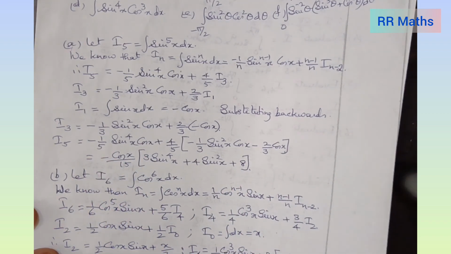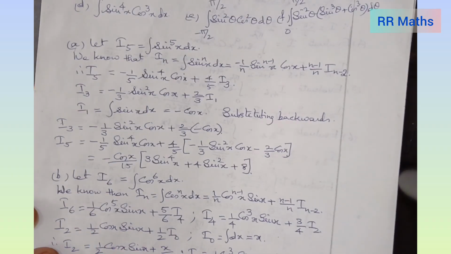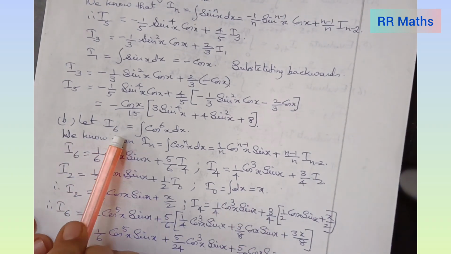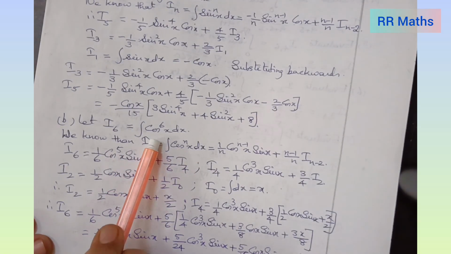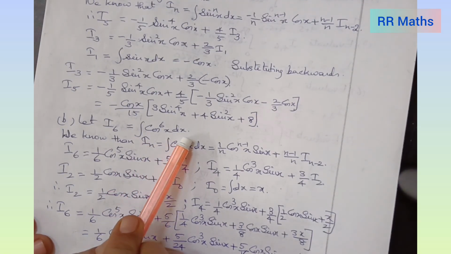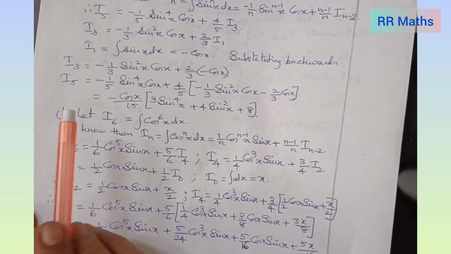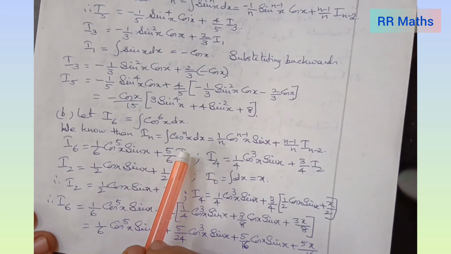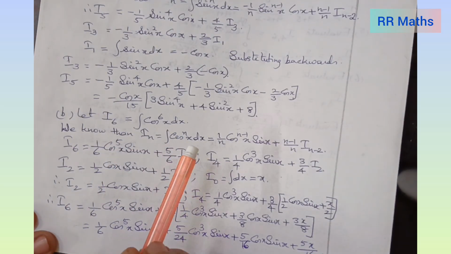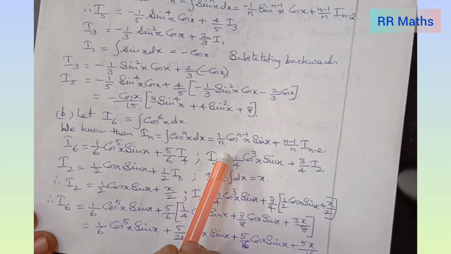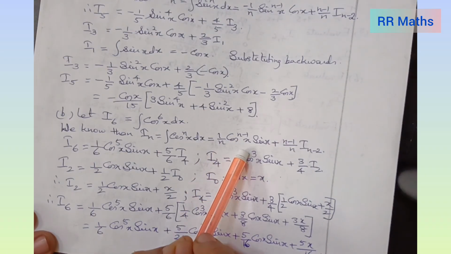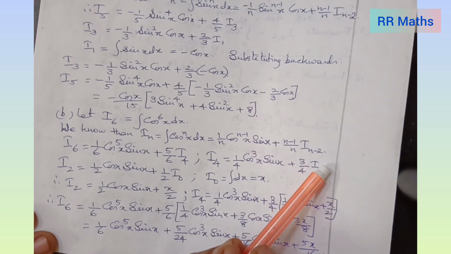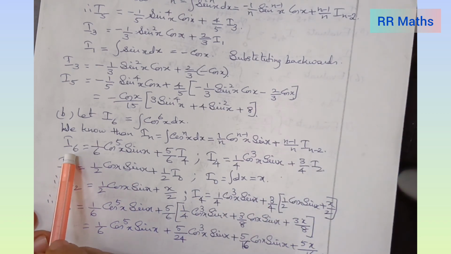Now the second problem in this case was integral cos to the power of 6x dx. I'll call it as I6 is equal to integral cos to the power of 6x dx. We'll write the formula as usual for cos power n. So In is equal to integral cos to the power n x dx, which is equal to 1 by n cos to the power of n minus 1x sin x plus n minus 1 by n I n minus 2. Now substitute n is equal to 6.